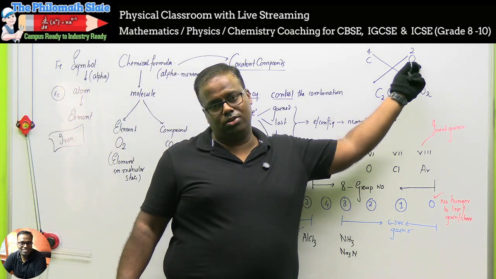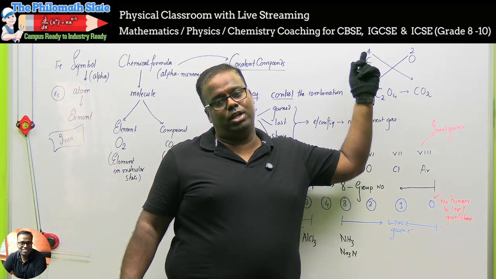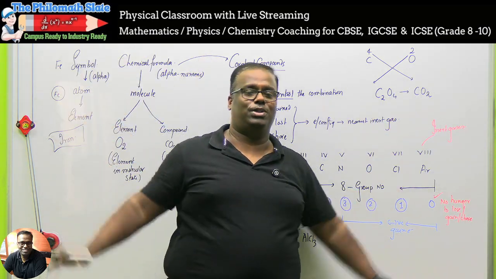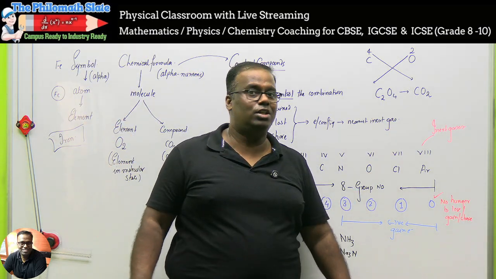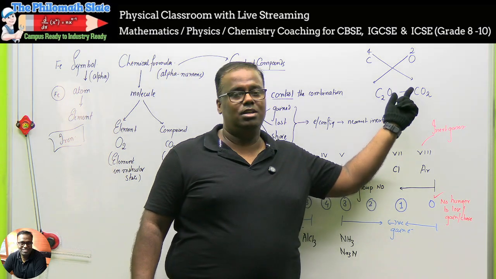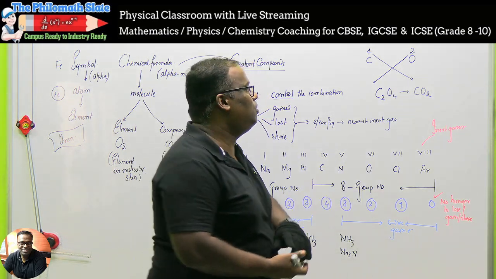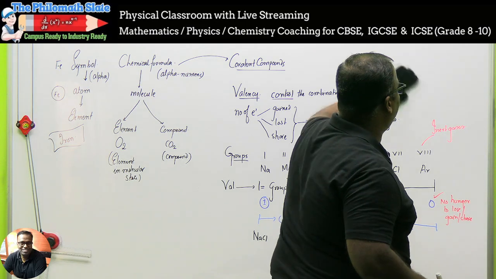Oxygen needs 2 electrons. Carbon needs 4 electrons. So an ionic bond is ruled out. Both need electrons. There is no donor. So what can it be? Covalent bonding. So let's make the covalent bond and see what it looks like.